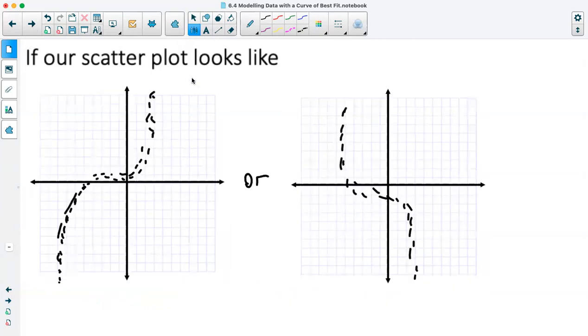If our graphs look something like this, they're clearly not linear, they're clearly not quadratic, they're cubic. So to find our equation, we'll press our stat button, go to our calc menu, and then we're going to select cubic regression.